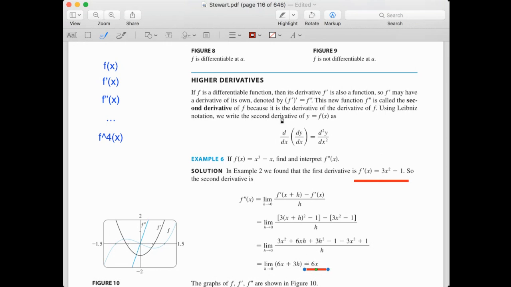And then another way of writing it, we have dy dx. Then we take a derivative, treating this as a function. We're taking the derivative of this function, so we write d dx of this. Then we can simplify as d squared y over dx squared. So this is just another notation for f double prime.